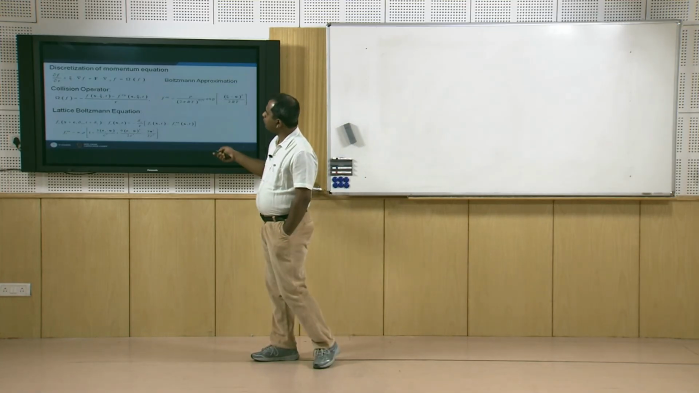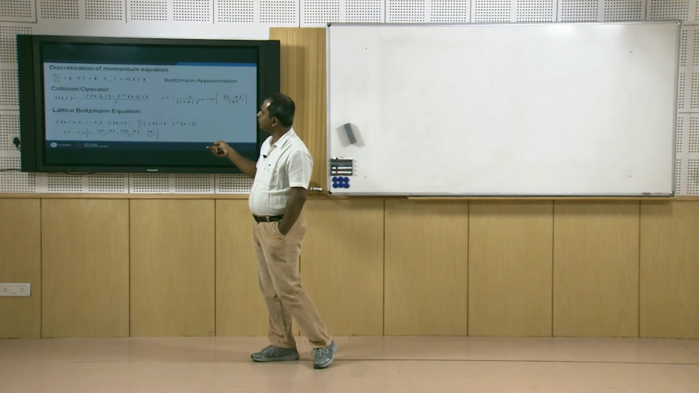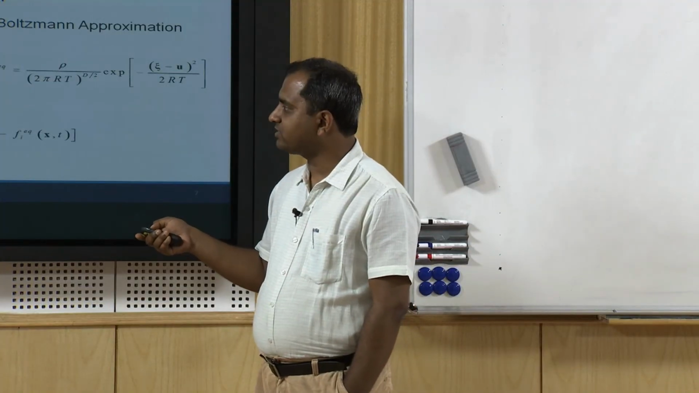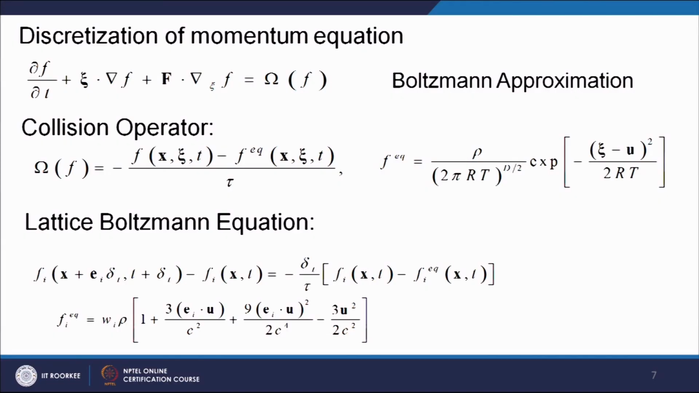Okay. So, once we put this collision operator in this equation, we get a simplified equation of f, that means at the next time step. So, you see t plus delta t, that means the next time step, and x plus e_i delta t, that means after propagation.